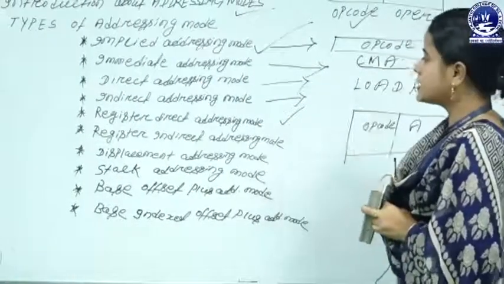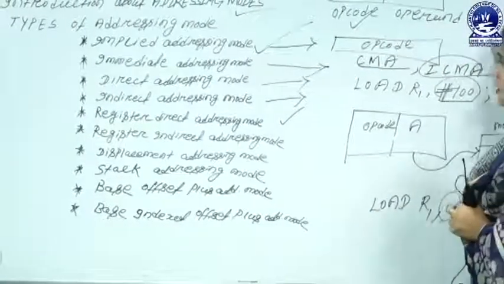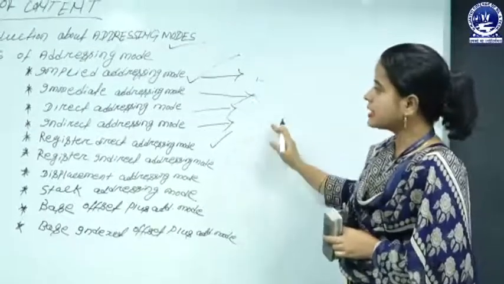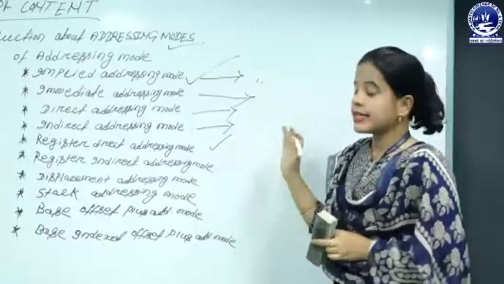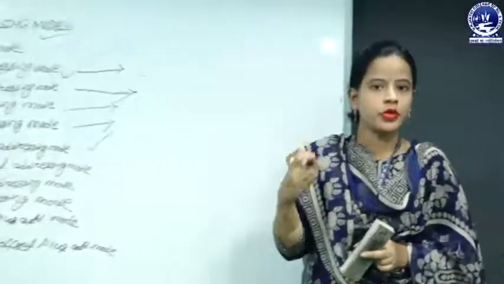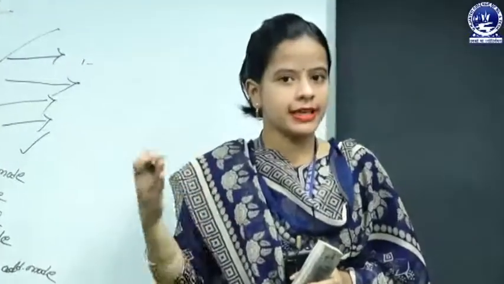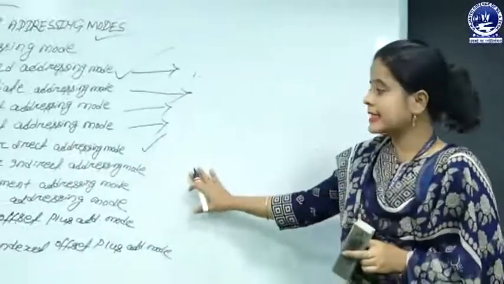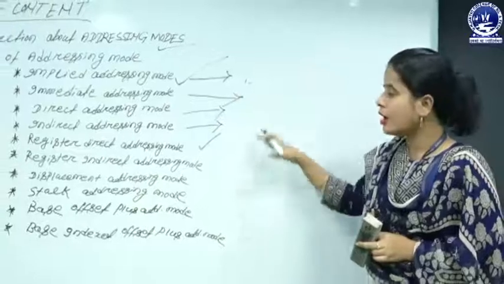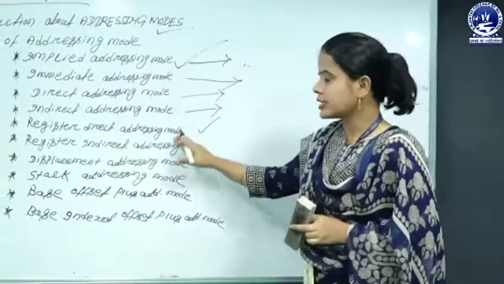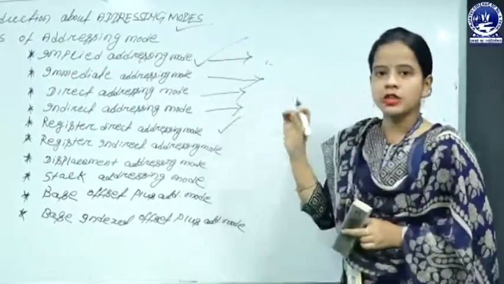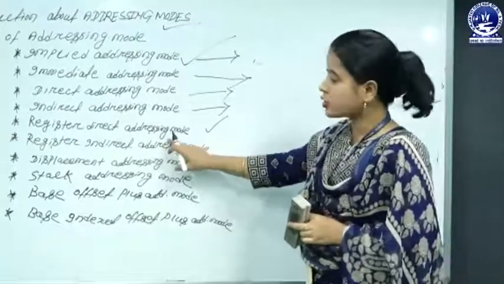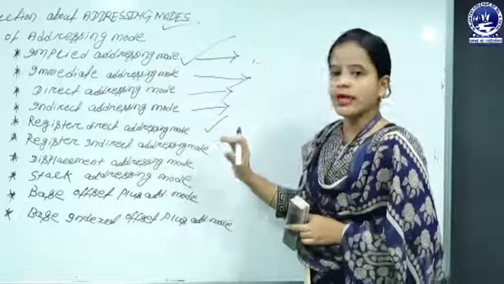Now let's go to register direct addressing mode. In register direct addressing mode, the nature is similar to direct addressing mode. But in direct addressing mode, we access the operand data value from a given memory address location, whereas in the case of registers, it uses register elements. That means the operand is accessed directly through the help of a register.